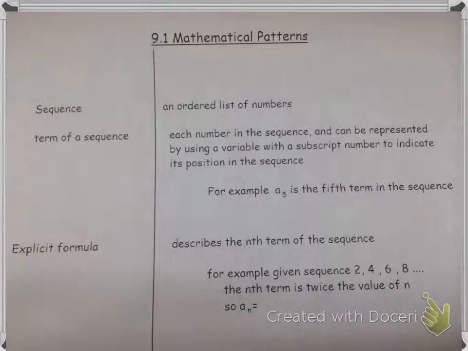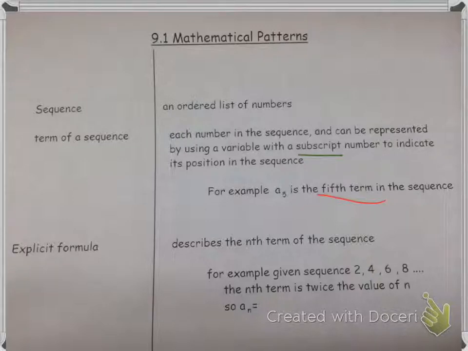Okay, so we're going to quickly go through 9-1, and then we're going to get into 9-2, which is more the meat of this section. But first, a sequence. A sequence is an ordered list of numbers. The term in a sequence. Each number in the sequence can be represented by using a variable as the subscript number to indicate its position in the sequence. For example, a sub 5, that 5 is written lower, that's the subscript. That means it's the fifth term in the sequence.